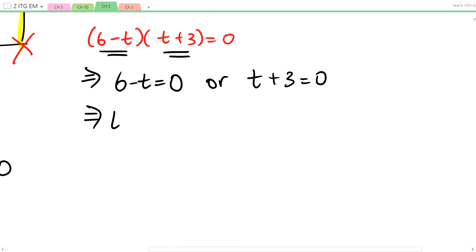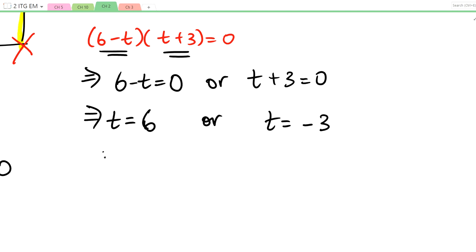So for the first possibility, what is t equal to? 6 minus t equals 0, so t must be 6. And the other possibility is t equals negative 3. What does this mean then? t equals 6, t equals negative 3. What does t represent? Time. So time is equal to 6 when h equals 0. Time equals negative 3 when h equals 0.